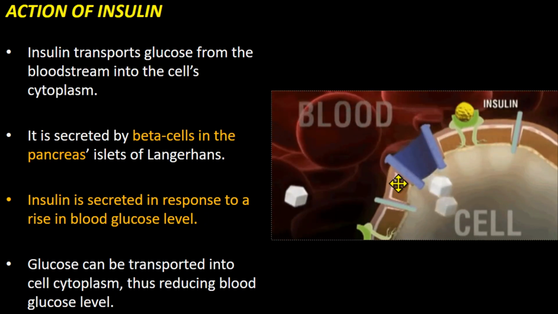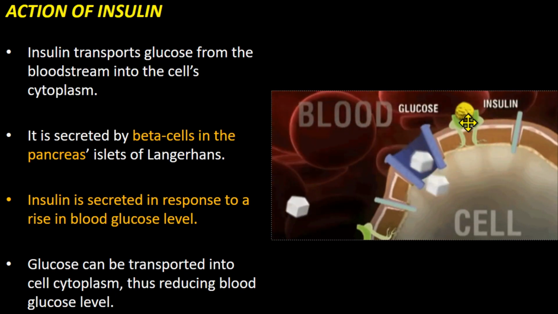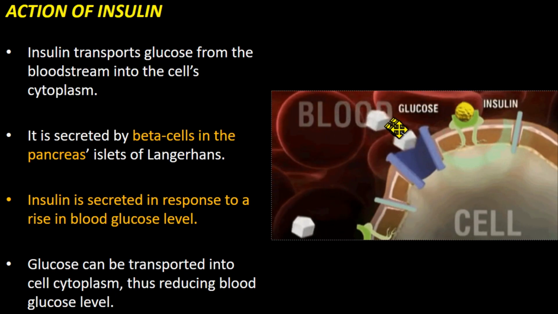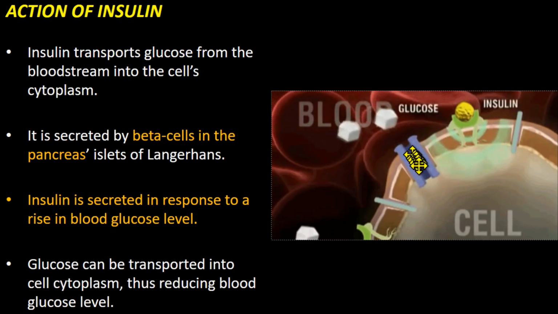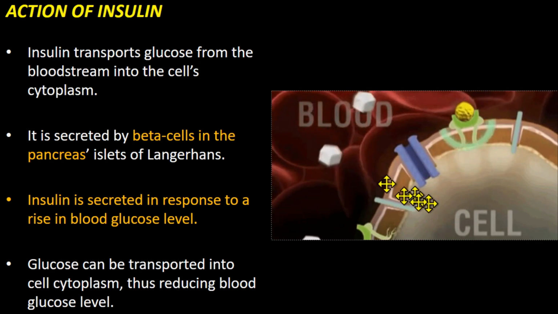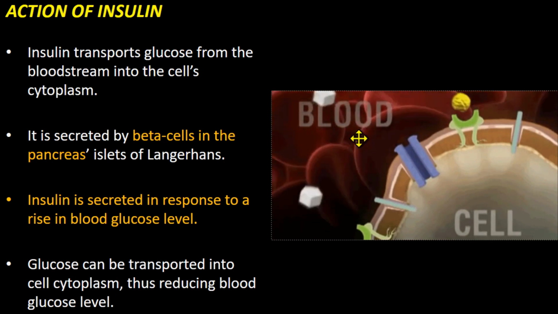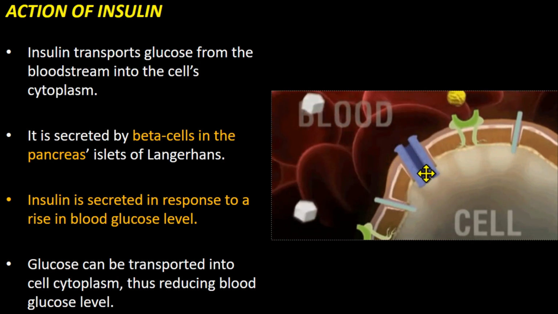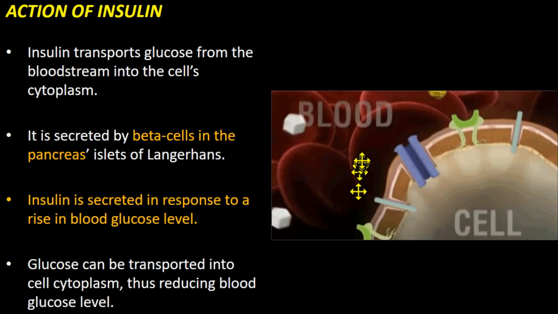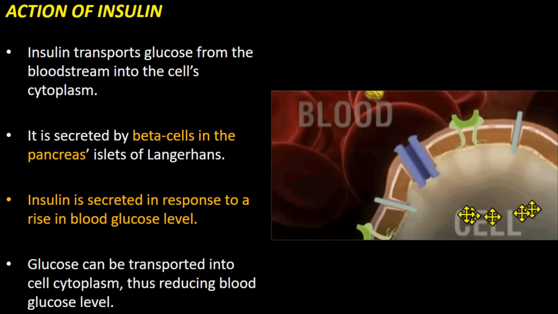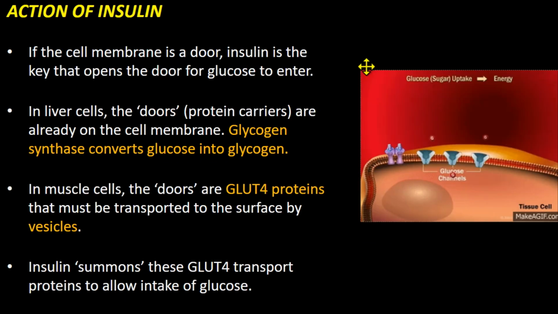What insulin is going to do is bind to receptors on the cell membranes, which is going to open little gated channels here to allow glucose to enter. Remember, glucose is a very large molecule that cannot diffuse through the bilayer, so it has to undergo facilitated diffusion through these channels. So glucose can be transported into the cell cytoplasm, and when it ends up inside the cell, there's less glucose in the blood, and thus that would reduce blood glucose level. So if the cell membrane is a door, insulin is a key that would open that door for glucose to enter.